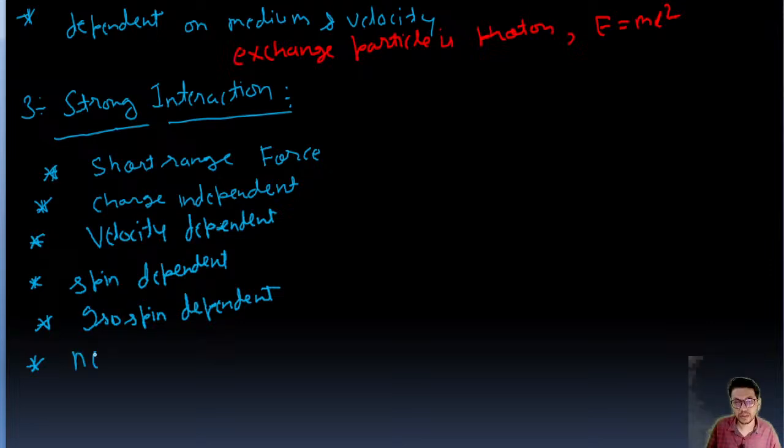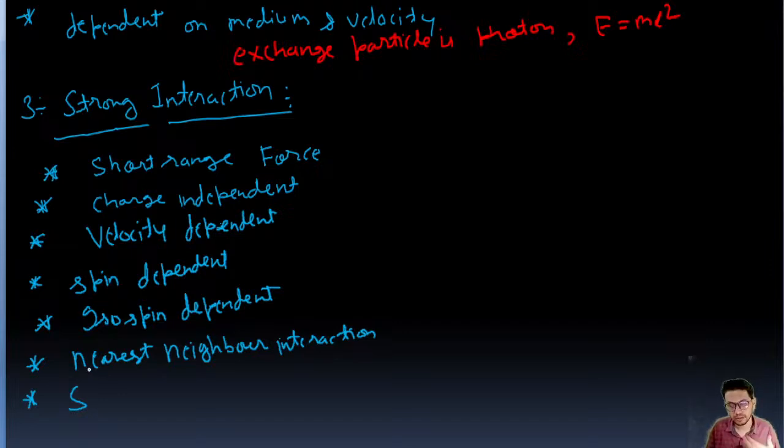Next is nearest neighbor interaction. There would be interaction between nearest neighbors. Next is saturation property. These are short range forces and they have saturation property, guys. It means strong interaction has saturation property.